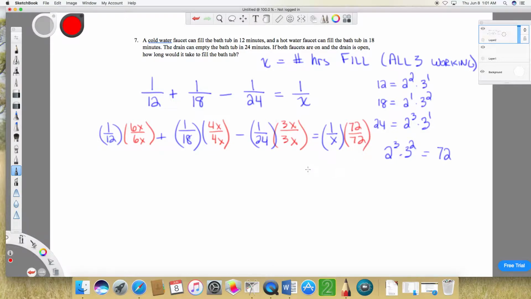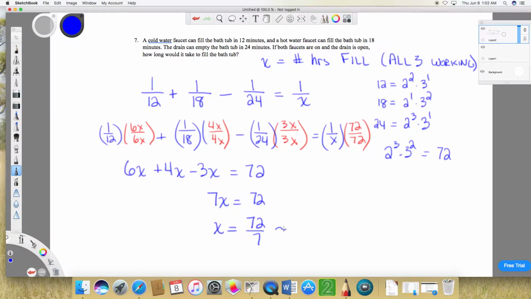Now I have the same denominator in all of the terms. So if I multiply both sides of this equation by that common denominator, all these denominators will cancel, and all I'll have left is the numerators and the operations on them. So 6x plus 4x is 10x, and 10x minus 3x is 7x, so x equals 72 over 7 minutes.